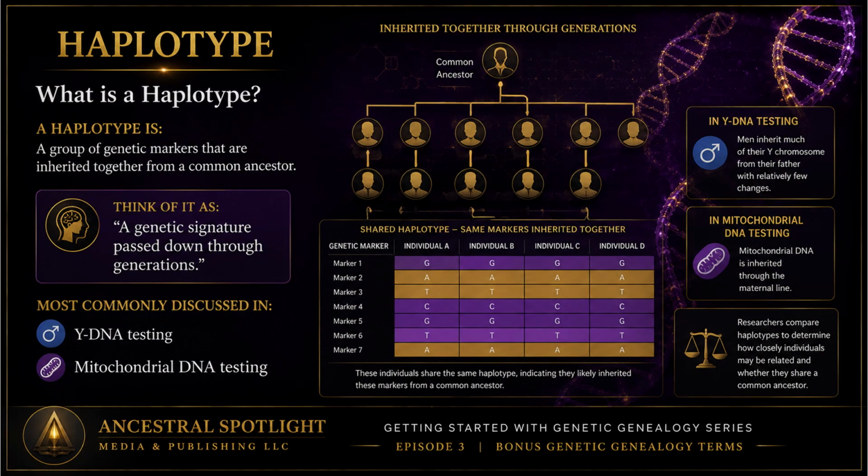A haplotype is essentially a collection of DNA markers that tend to travel together through inheritance. In Y-DNA testing, men inherit much of their Y chromosome from their father with relatively few changes. Similarly, mitochondrial DNA is inherited through the maternal line. Researchers compare haplotypes to determine how closely individuals may be related and whether they share a common ancestor.